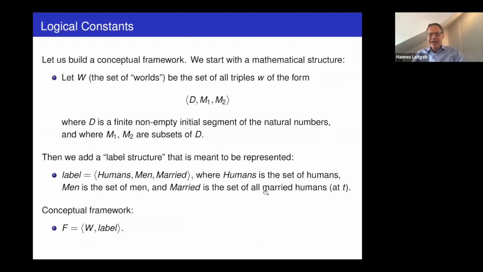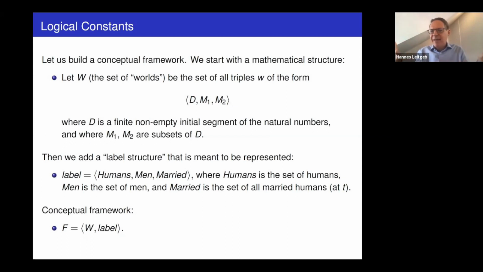Okay, so let us build a framework. The way to do it is we start purely mathematical. We start by building a purely mathematical structure. These are these possible worlds. I'll continue to call them like that. In my first example, let's say these worlds are triples looking like this: a D set, an M1 set, and an M2 set. Where D is just a finite non-empty initial segment of the natural numbers. So D could be the set 1, 2, 3, 4, for example, purely mathematical. And M1 and M2 are subsets of D. So M1 could be the set 1, 2, 3, and M2 could be the set 2, 3, 4, for example.